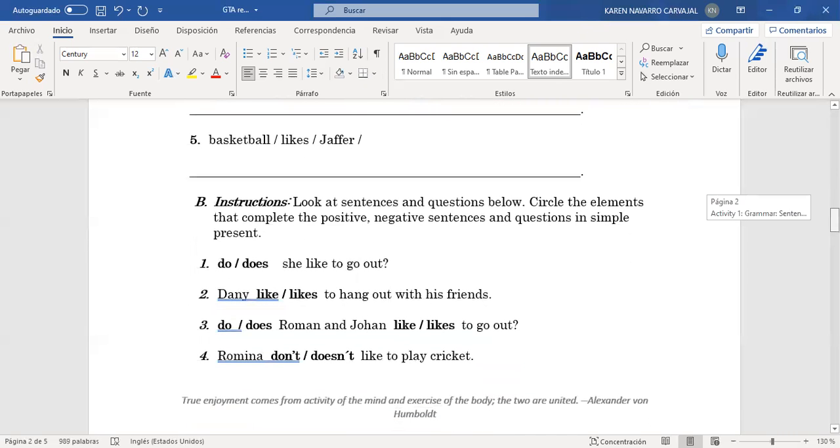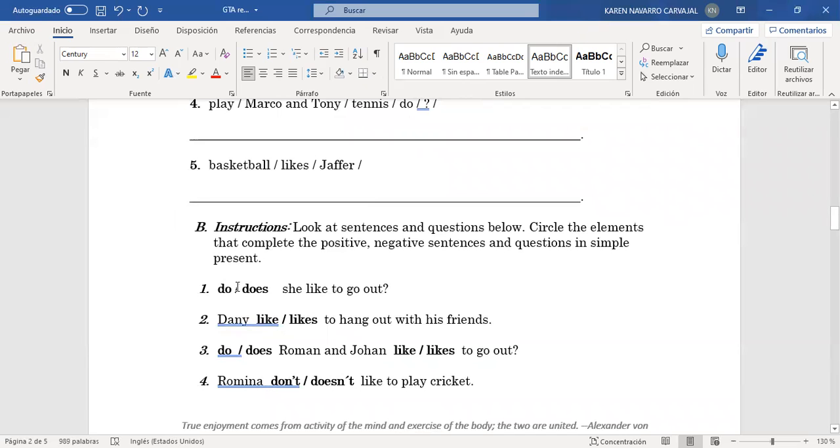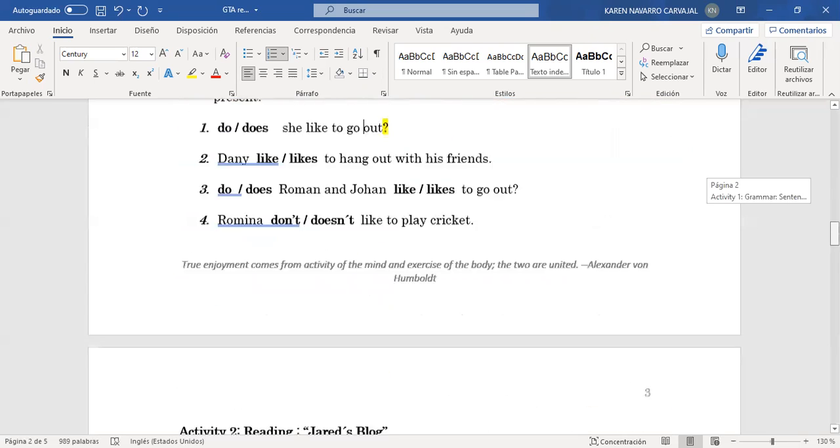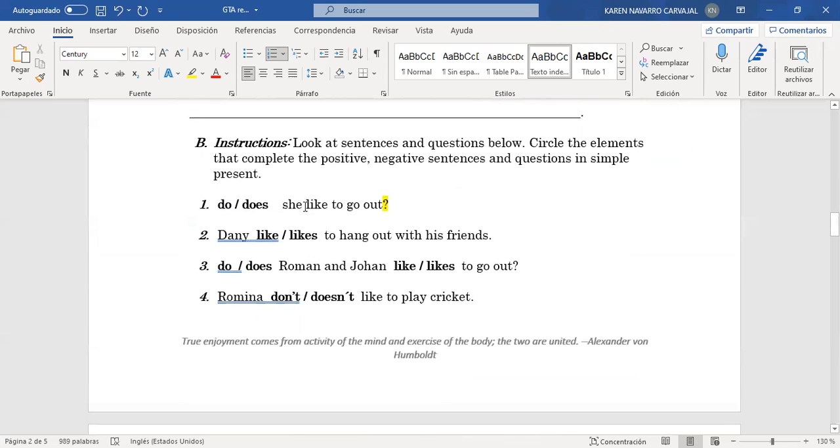Now, for the second part, part B, we have to choose and circle depending on the auxiliary or verb that we can use. Pay attention to this. We have a question right here. We have a question mark. So you go back, review the table, the information, and with that information, you can make a decision. So if we have she, what do we use? Do or does? In that way, you choose the answer, right? In this case, it is does. Does she like to go out?